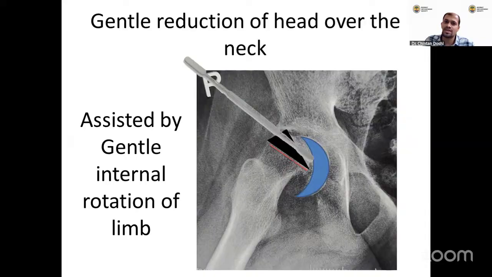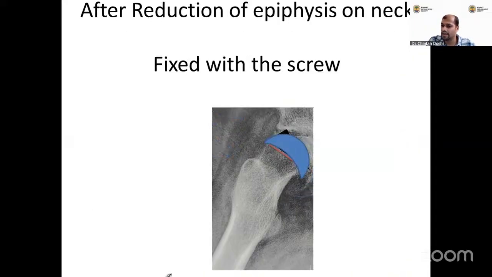Then comes gentle reduction of the head, this is a Dura retractor. So just by gently maneuvering the head onto the neck and doing a gentle internal rotation of the limb, slowly getting the head over the neck and fixing it with a screw. So this is how I approached this case.